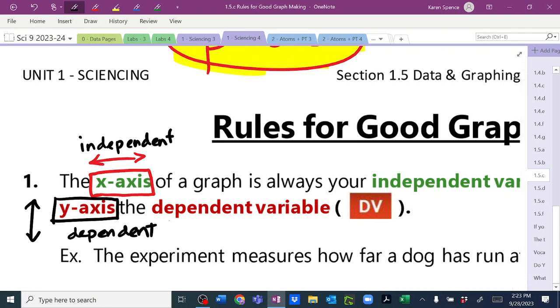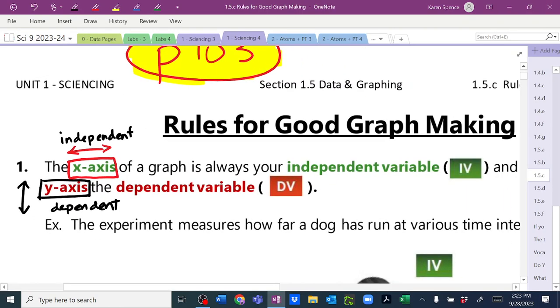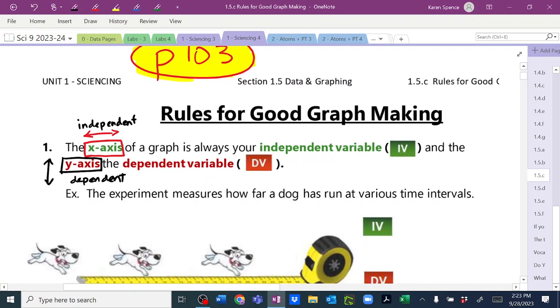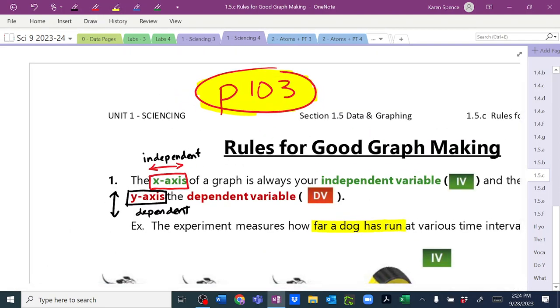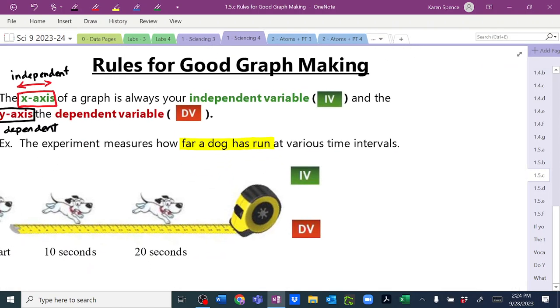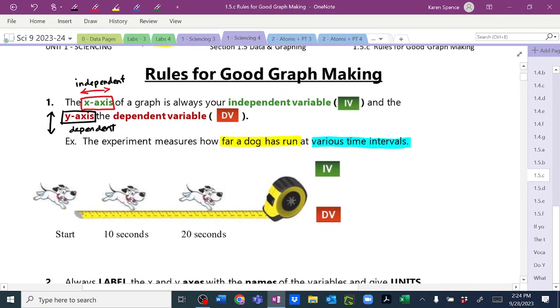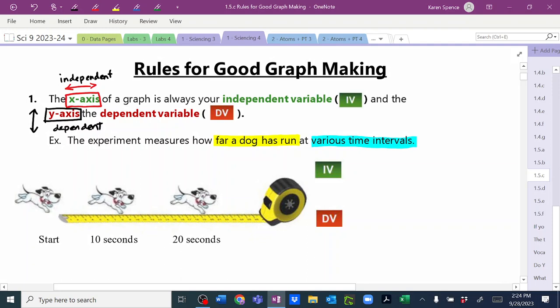All right, and we're going to look at a little experiment here for looking at graphing it. In this experiment, we are measuring how far a dog has run at various time intervals. So in this experiment, we have two variables, and I would like you to think, what are those two variables in this experiment?